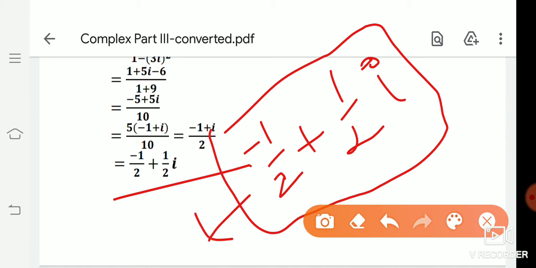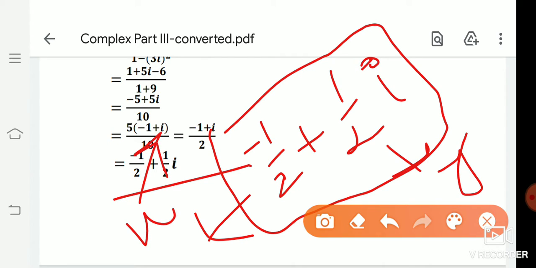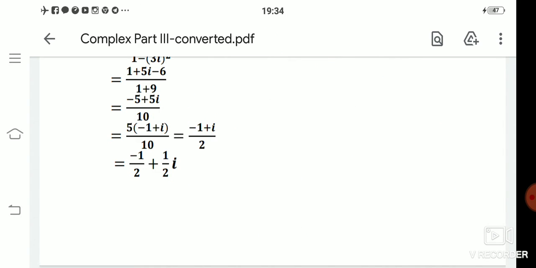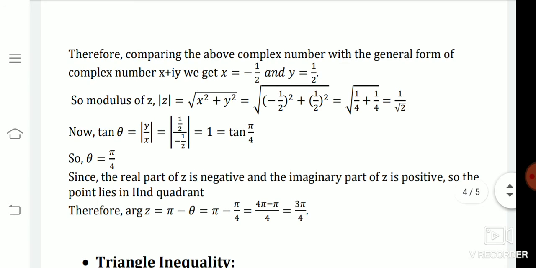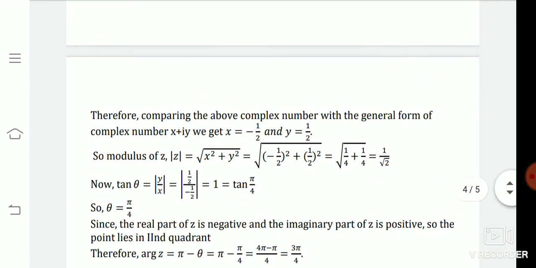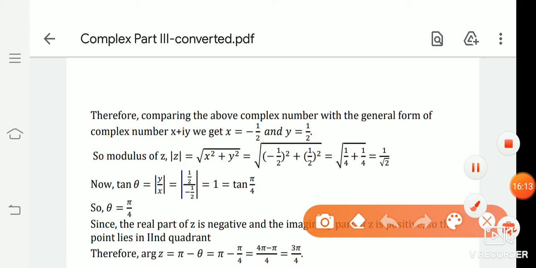Here minus 1 by 2 I consider as x, and plus 1 by 2 I will consider as my y, and x will be my real part and y will be my imaginary part. Now we have to find the modulus and the argument. Therefore, if we compare this above complex number with a plus ib, then we will automatically get x equal to minus half and y equal to plus half, as I explained earlier. Then what is the formula for the modulus of z?